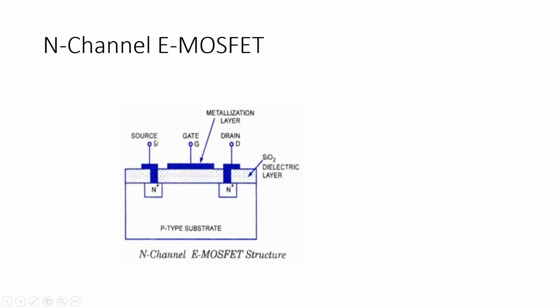Next, we will study the N-channel E-MOSFET, the enhancement MOSFET. The basic difference between enhancement and depletion is that in depletion, initially there is an N-channel, but in E-MOSFET, in the beginning, there is no channel. By applying positive gate voltage, a channel is induced here. So, in the diagram, you can see that there is no channel here. This is the basic difference between the enhancement MOSFET and the depletion MOSFET.